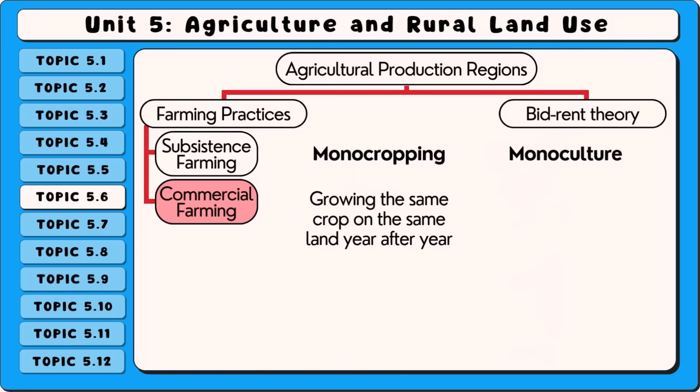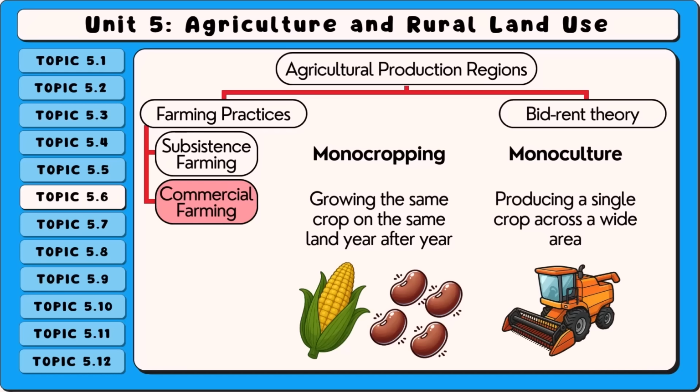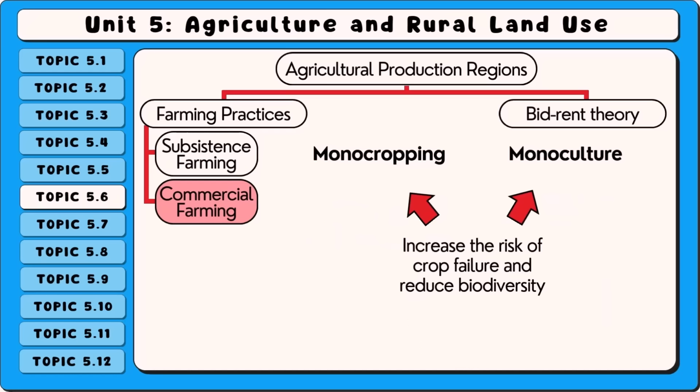Monocropping means growing the same crop on the same land year after year, like corn or soybeans in the U.S. Midwest. Monoculture means producing a single crop across a wide area. The two methods are often used side by side to make farming easier to manage, especially with machinery. However, they also increase the risk of crop failure and reduce biodiversity.